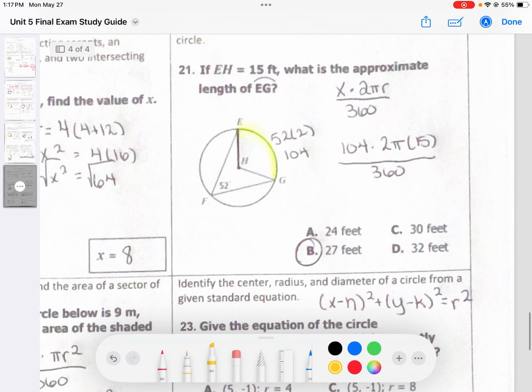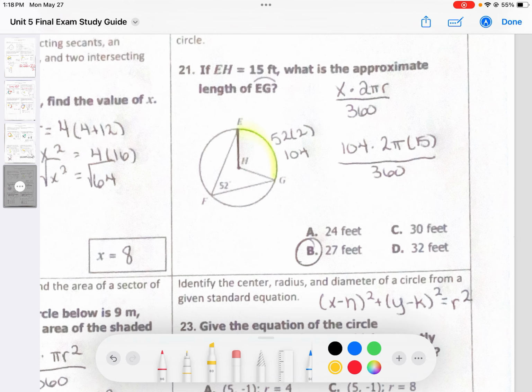21 is to find the length of EG. I want to figure out the length, not the arc measurement in degrees, but how long it is as part of the circumference. So we have this formula of x times the circumference of the circle divided by 360. And how did I figure out what x is? x is the degree of the arc, or the degree of the central angle if you're given the central angle.